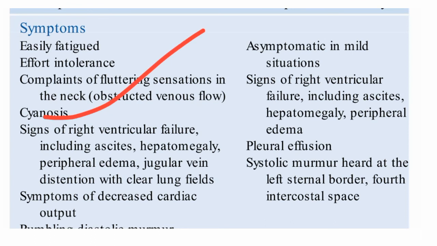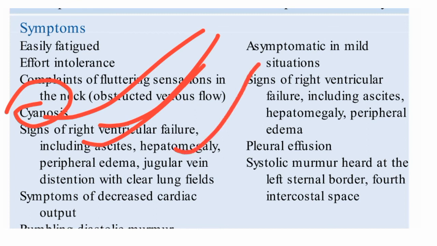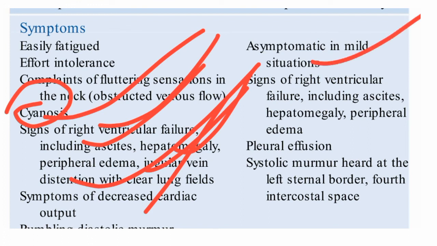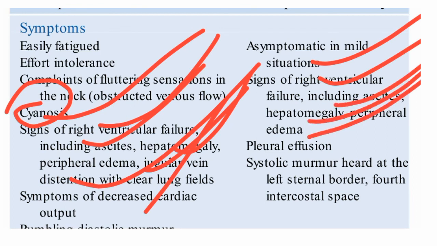In this condition cyanosis will be there, which is main important, and signs of right ventricular failure will be there: ascites, hepatomegaly, jugular vein distension, clear lung fields, and decreased cardiac output. Tricuspid insufficiency: asymptomatic in mild situations, right ventricular heart failure including ascites, hepatomegaly, and peripheral edema. Pleural effusion can be there, and a systolic murmur at the left sternal border, fourth intercostal space.